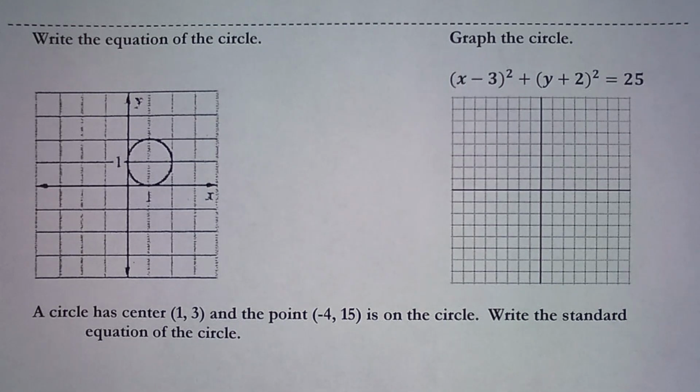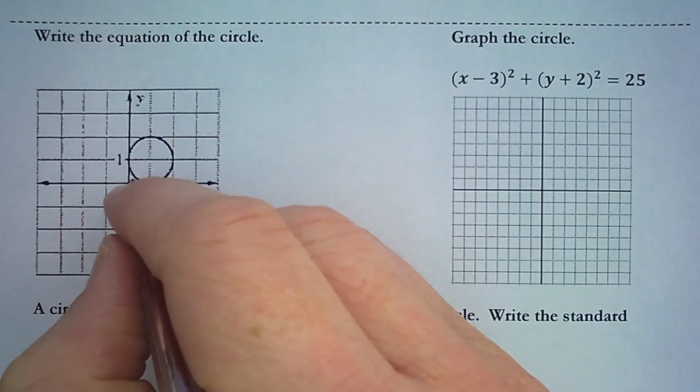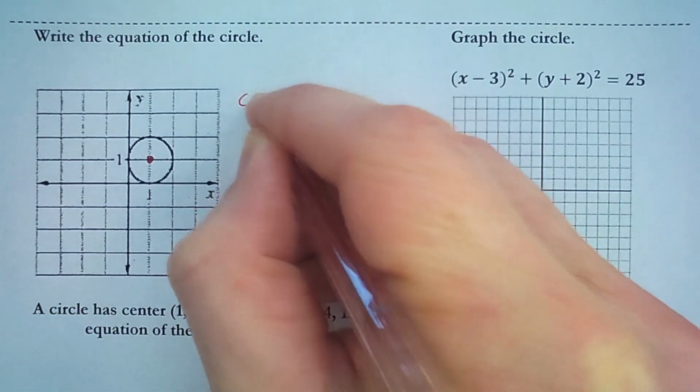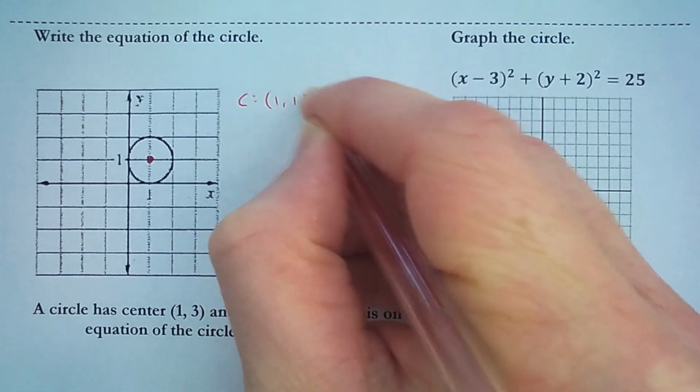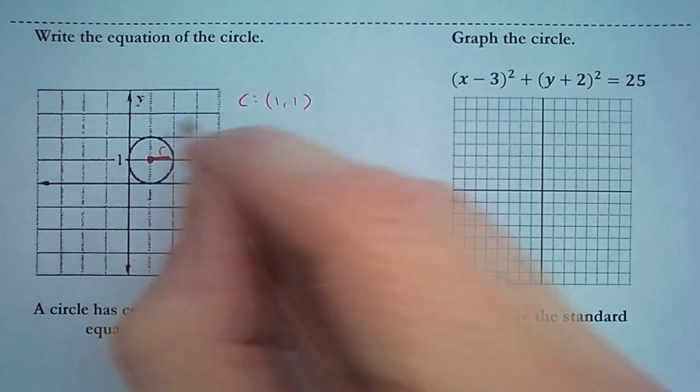We'll continue our review now with equations of circles. So here we have a circle with a center right here at (1, 1). So the center of this circle is (1, 1), and the radius is 1 unit.